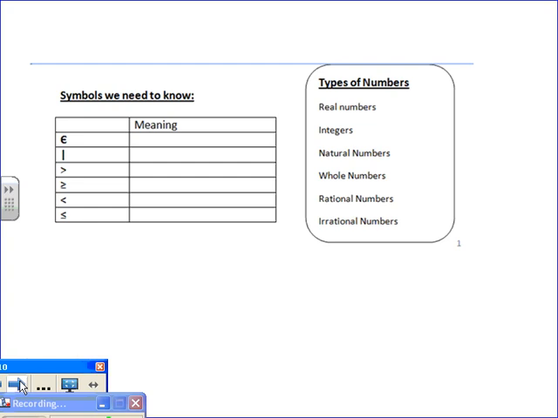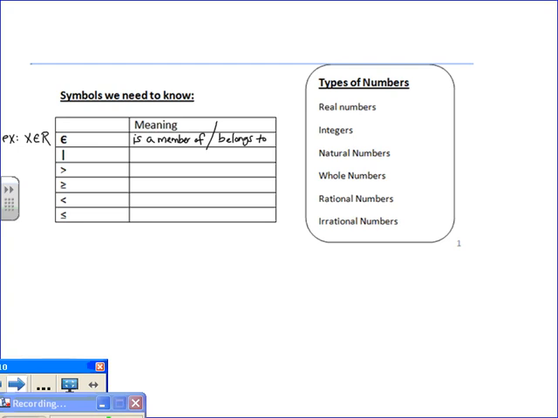The first one is this funny looking E, and it means belongs to or is a member of. So it is a member of a particular group of numbers, or belongs to. For example, I'll put an example to the side here: x is a member of the real numbers. So x, and then that funny looking E, means x is a member of the real numbers. We're going to link x or y with a group of numbers to say whether it's continuous data or discrete data.